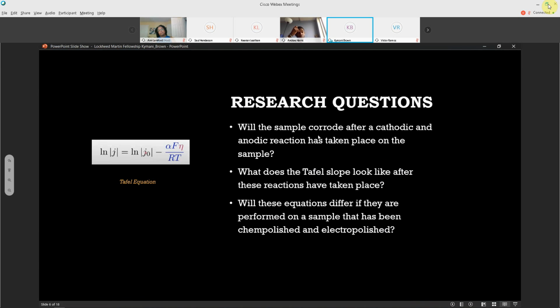The research questions that I developed while going through were: will the sample corrode after cathodic and anodic reactions have taken place on the sample? What does the Tafel slope look like after these reactions have taken place? And will the equations differ if they are performed on a sample that has been chem polished or electropolished? Now, quick disclaimer, we didn't get to do the chem polished or electropolished samples due to school being closed. However, we did get to analyze it for as-produced AM parts.